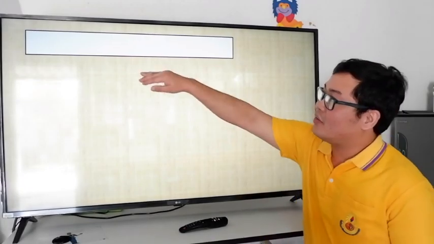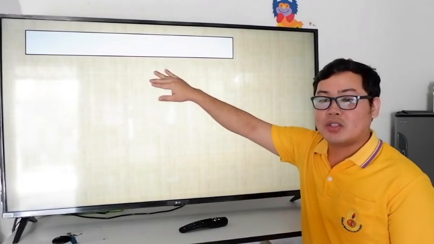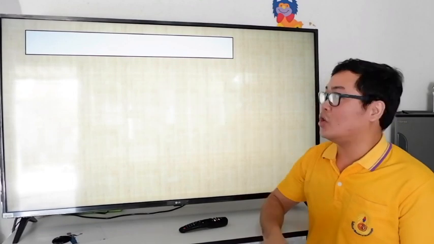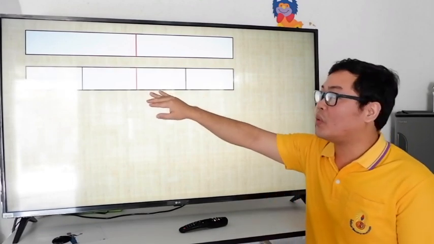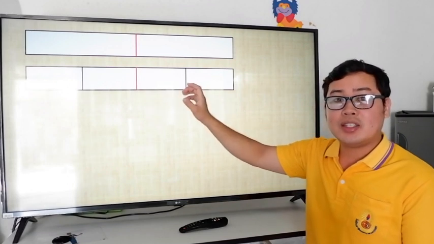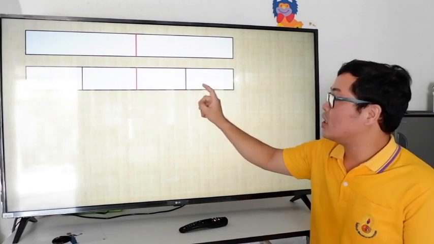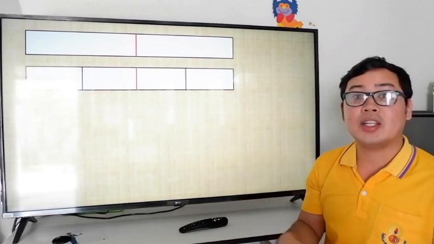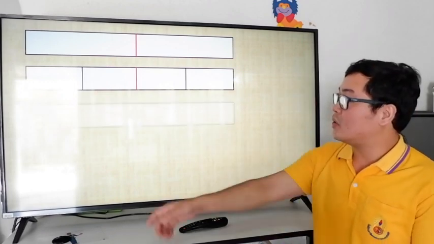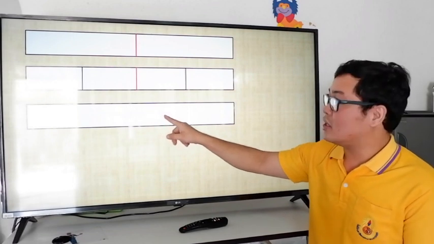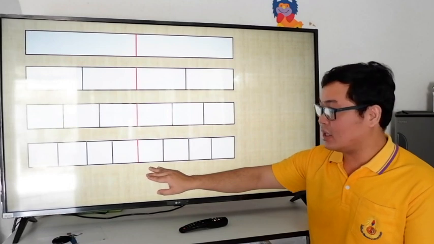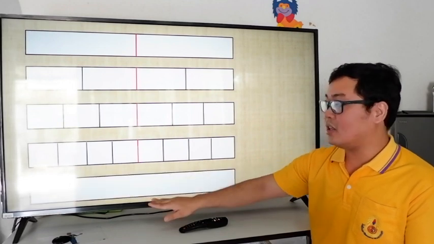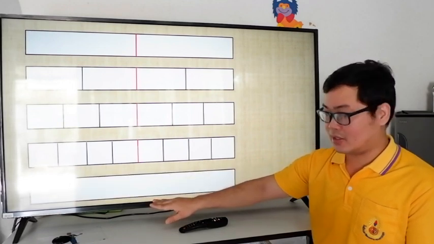Okay, class, this is our whole. So now let's fold this one into half. Okay, this whole is quarters. So why is it that quarters? Because this whole is divided into 4 equal parts. So we can say quarters. Now this whole is in 6. This one is in 8. And this whole is in tenths.